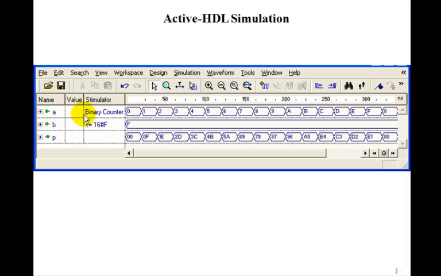Okay, here's the simulation. We take a binary counter for A, 0 to F, and we'll multiply it by F. So 0 times F is 0, 1 times F is F, 2 times 15 is 30, which is 1E, and so forth. 3 times F is 2D, so you can verify that this multiplication in fact works.